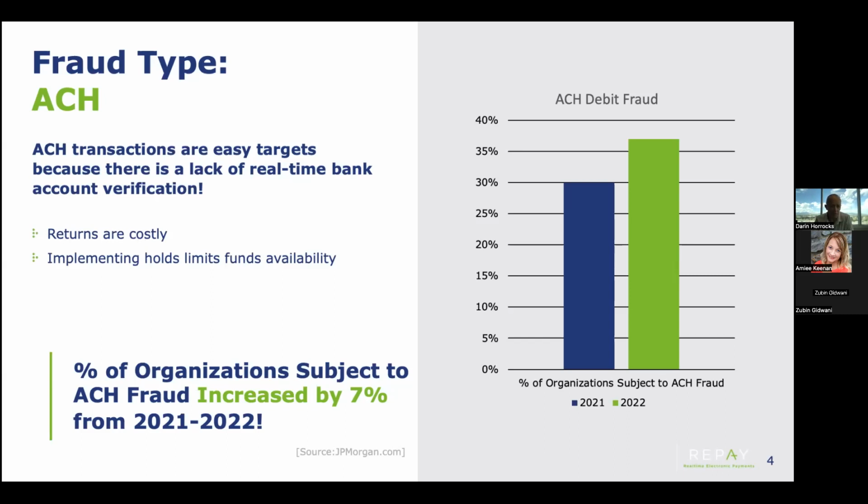The percentage of organizations subject to ACH fraud increased by 7% just from 21 to 22. And I can tell you with the banks that we work with, we have several partner banks, that number has increased even more so. I just don't have exact data for 23 and 24, but I can tell you we have seen an acceleration.